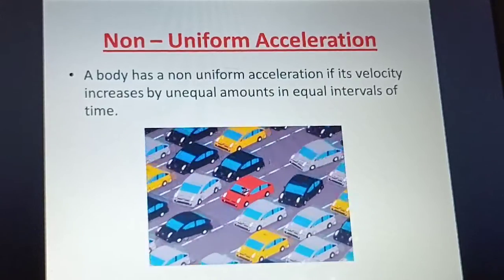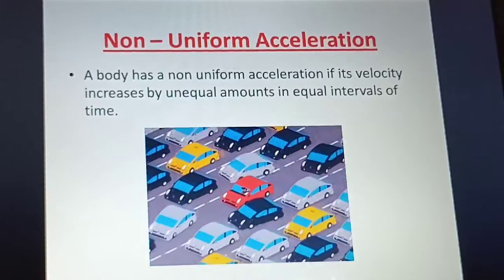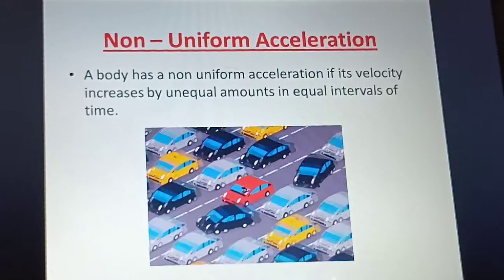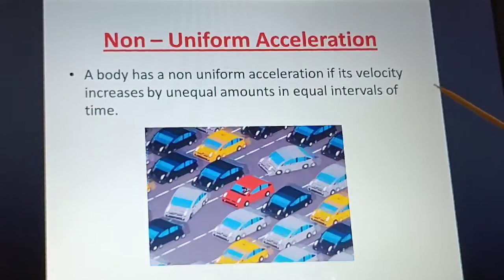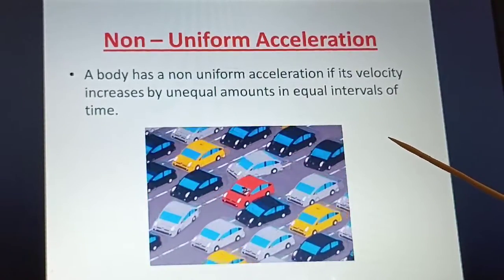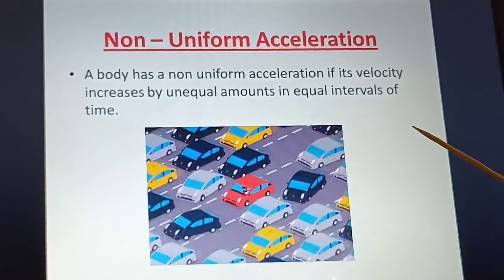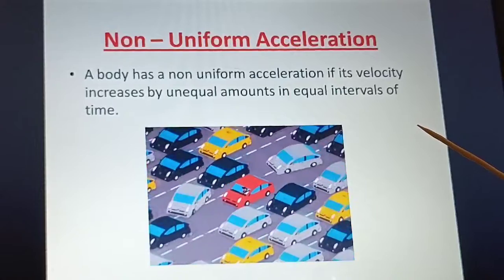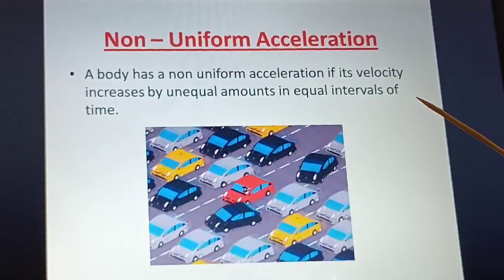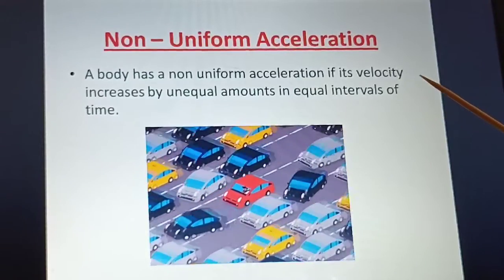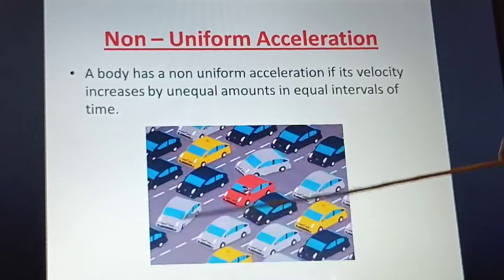Now, what is non-uniform motion? A body has a non-uniform acceleration if its velocity increases by unequal amounts, but in equal intervals of time. Time will be the same, but the amounts are going to change. Unequal amounts. For example, a crowded road. See how the cars are moving.